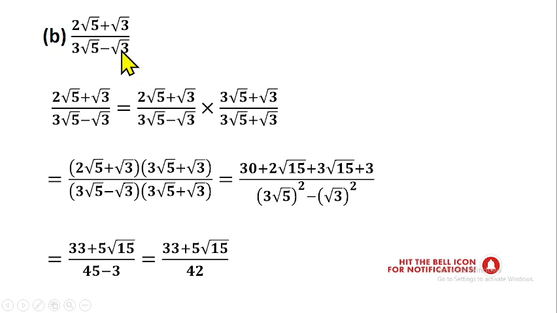Also, you should know that you need to rationalize this as well. Why? Because the denominator is in surd form, isn't it? Good. And how do we rationalize this? Because you're having minus something also. You find the conjugate of the denominator. And what is the conjugate of the denominator? That will be 3√5 plus √3. That's the conjugate of this. So you now use that to multiply up and down.